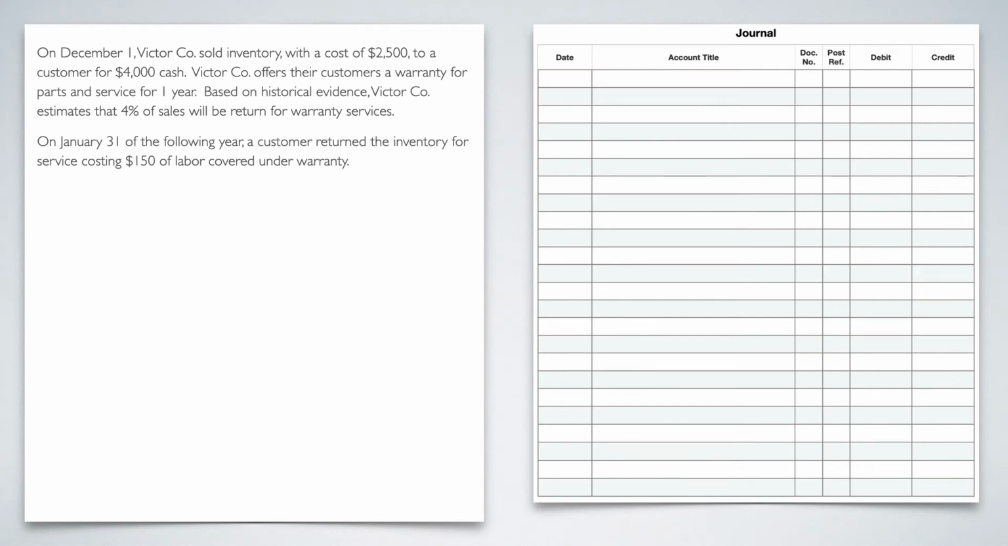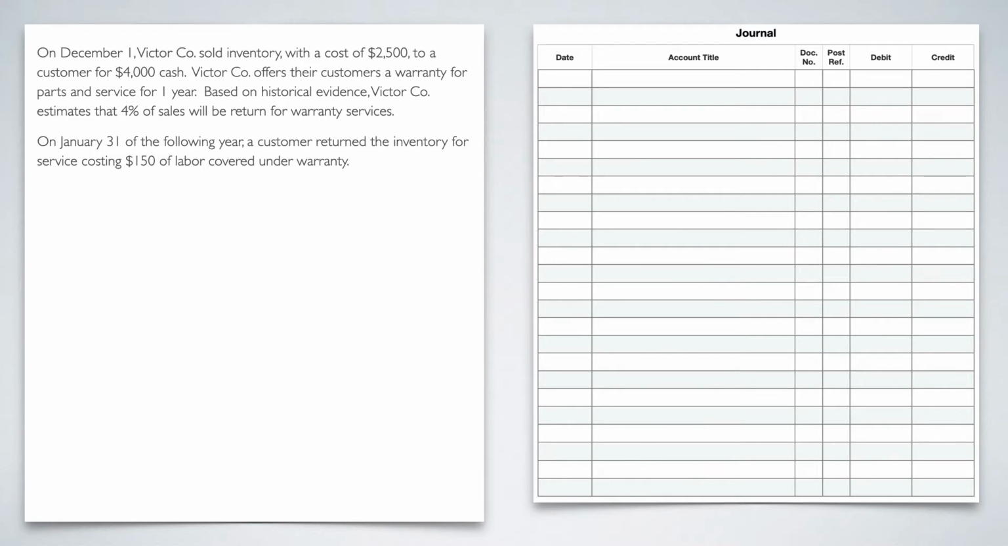All right, here we are with the last example for chapter 9. And in this one, we're dealing with warranties. I'm going to show you a couple variations of this just to make sure you get the full picture. But let's just start with the main story, which is on December 1st, Victor Company sold inventory with a cost of $2,500 to a customer for $4,000 cash.